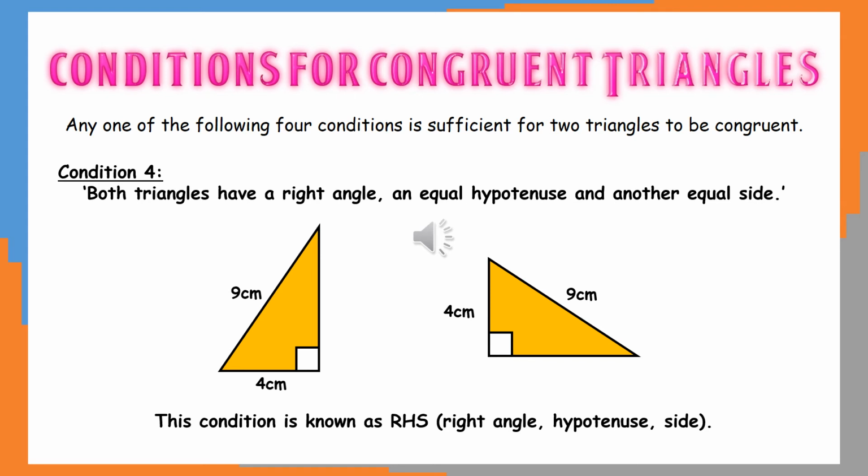So for example, here these two triangles are right angle triangles, and in both triangles the hypotenuse is equal, 9 equals 9 centimeter, and also one side is equal to the corresponding side in the other triangle, 4 centimeter, so these triangles are congruent. This condition is known as RHS. It means right angle hypotenuse side.